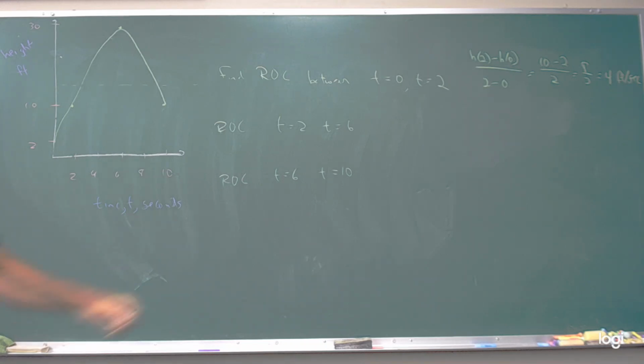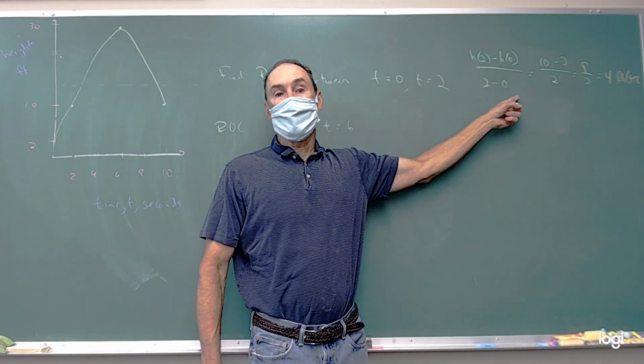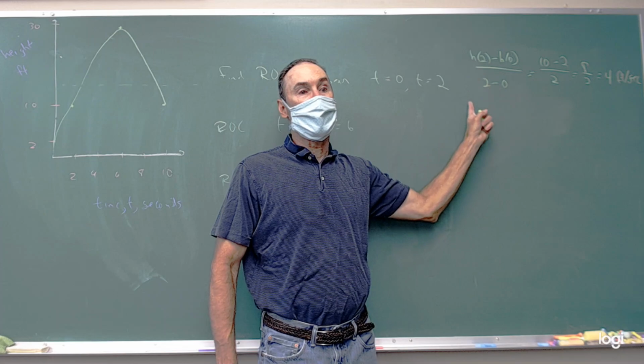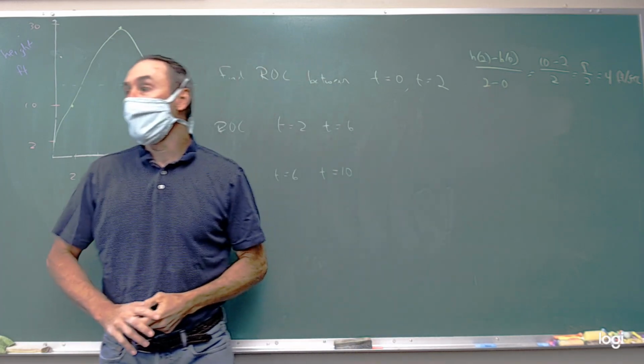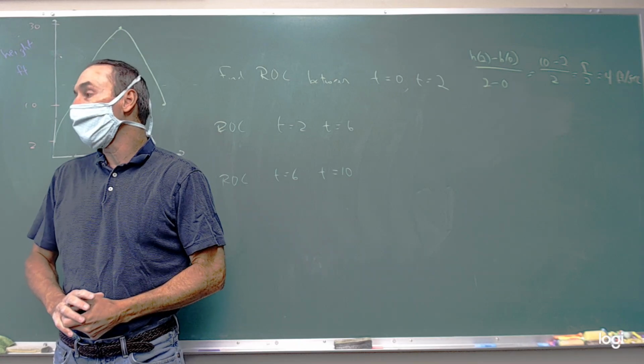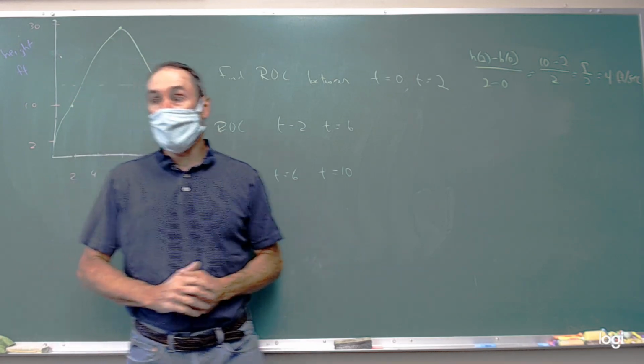So I use the function notation, h of 2 minus h of 0 over 2 minus 0. That's like our f of b minus f of a over b minus a. I'm going to try to push you out of that comfort zone of algebra 2 where you might have called it y2 minus y1 over x2 minus x1 and get you into more of this function notation stuff.